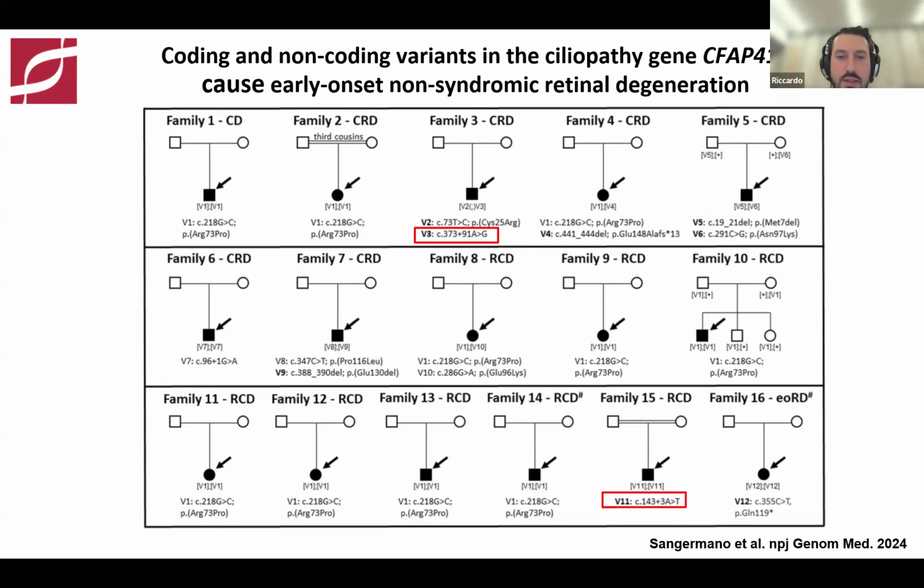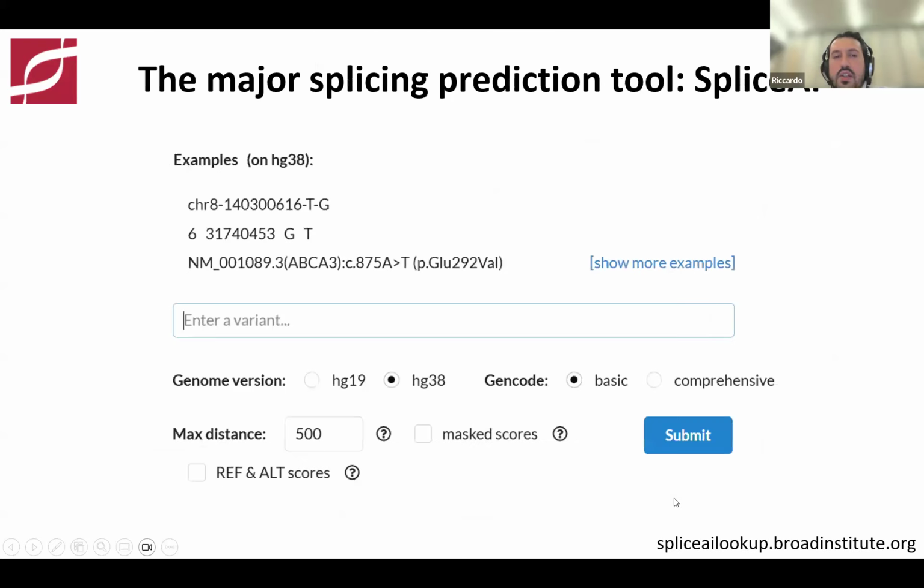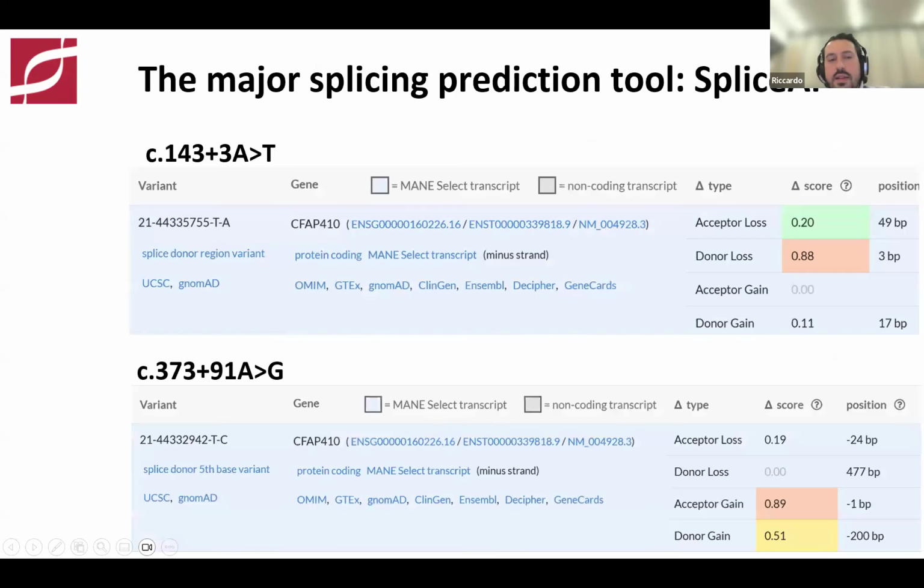I don't think I have enough time, so I will just briefly mention SpliceAI. Here is a cohort of cases carrying mutations in this gene, CFAP410, and we observed the presence of this +91 variant and +3 variant. So we decided to test the prediction of splicing effect using a new tool called SpliceAI. Here you insert your variant of interest, and the nice thing about SpliceAI is that it gives you a score; over 0.20 is considered the threshold for pathogenicity.